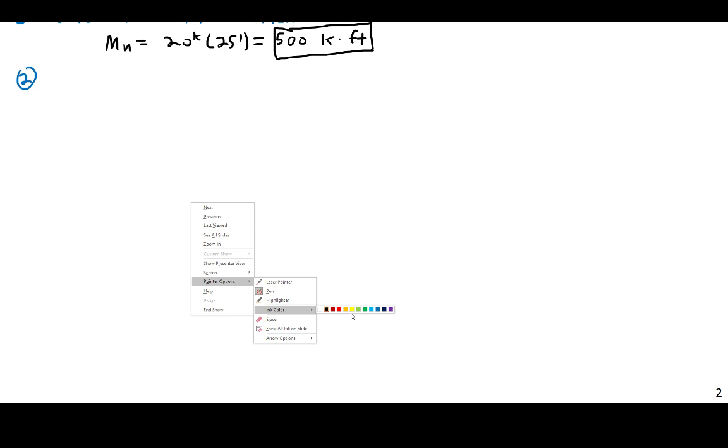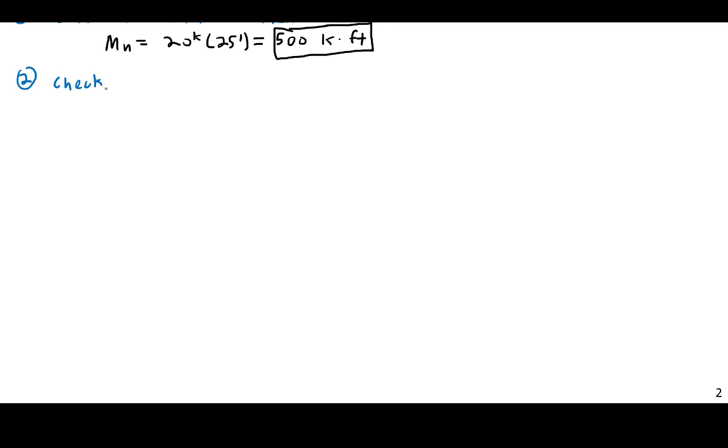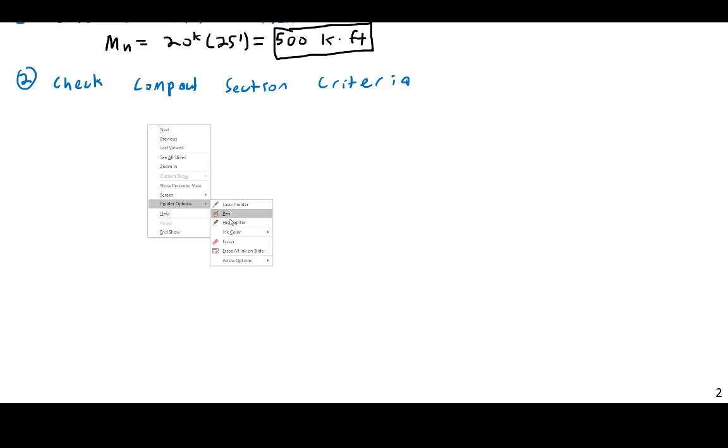You'll often have things that aren't so neat and simple. So I do like to get in the habit of actually checking directly the compact section criteria, and I will be asking you to do this on the exam. So, check compact section criteria.